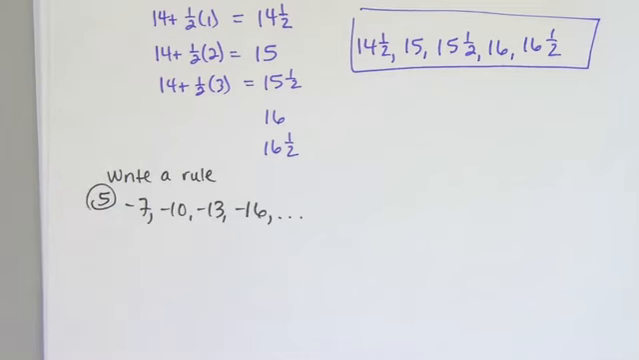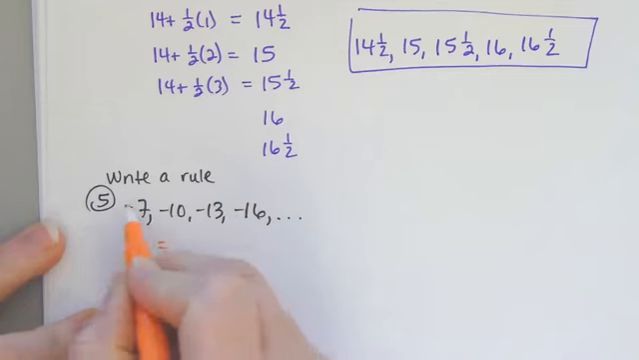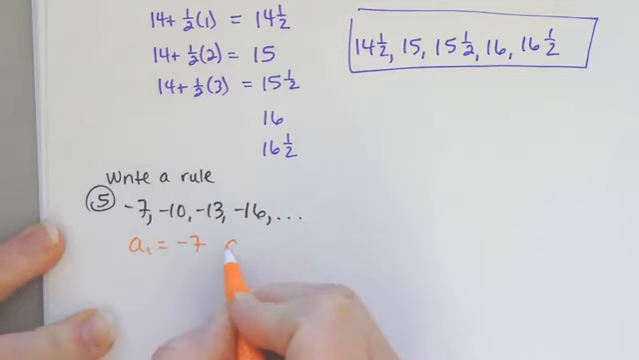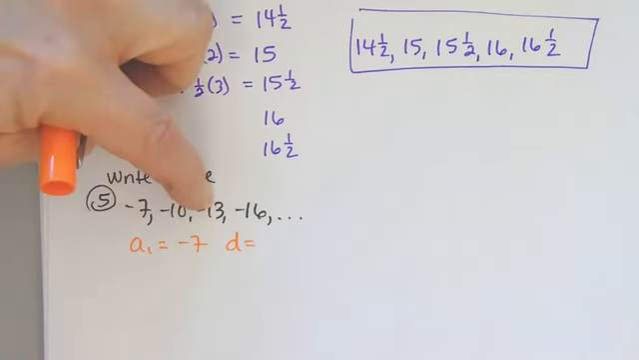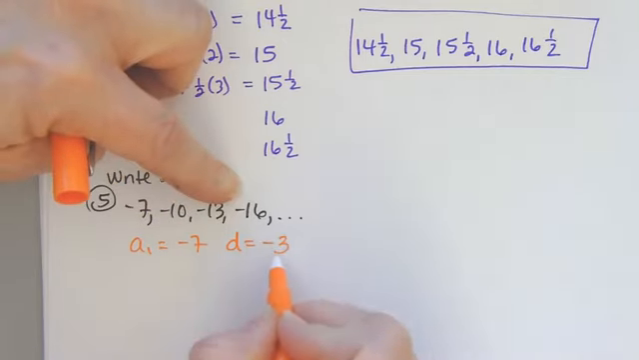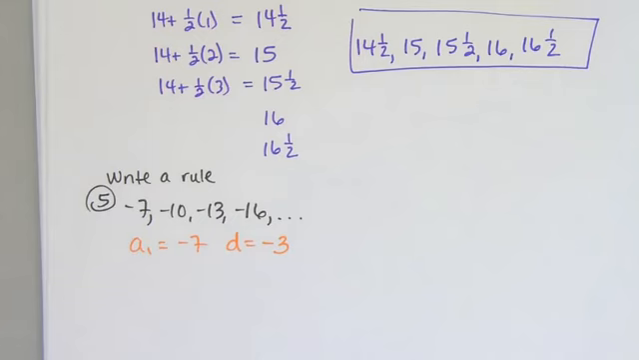Alright, so if you can get a sub 1 and d, let's see, a sub 1 is always the first term, -7 right there. D is what it's either going up or down by. So notice these numbers are getting smaller. They're getting smaller by 3. So my common difference is -3.